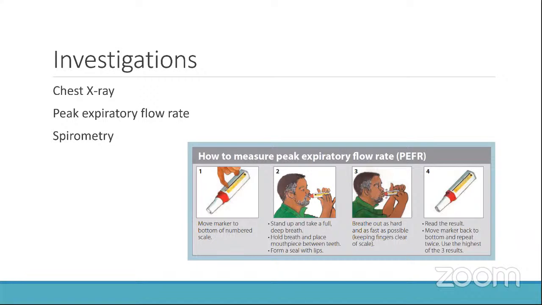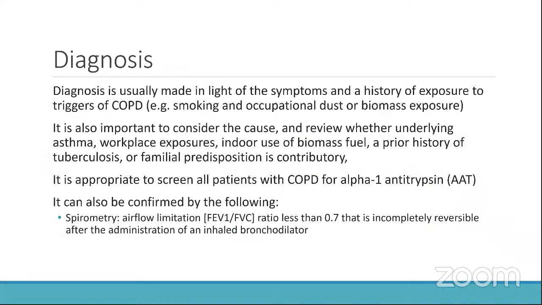So spirometry isn't really available in clinics, but it's used to diagnose COPD. Okay, so the next part we're going to be focusing on is the diagnosis. It's usually made in line with the symptoms that the patient presents with and a history of exposure to the triggers as mentioned above.